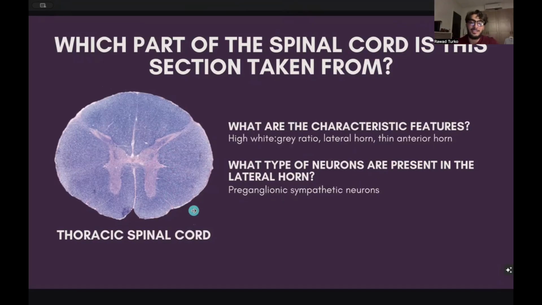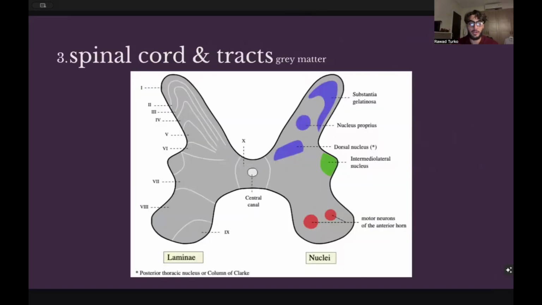Yeah, so this is a thoracic spinal cord because we can see the white-gray ratio, the lateral horn, and the thin anterior horn. And what type of neurons are present in the lateral horn? Those are your preganglionic sympathetic neurons that are going to go ahead probably after this and synapse in the sympathetic ganglion, or in the sympathetic chain. Okay, now we're going to move on to the gray matter. So we discussed the white matter.